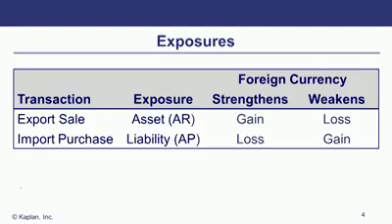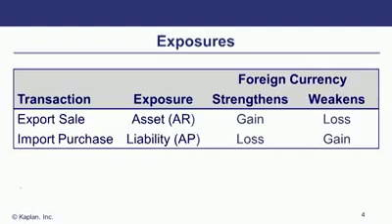Now, of course, with import purchases, it's just the other way around. Here, our exposure is the liability, our accounts payable. If the foreign currency strengthens, that's going to be bad news, because it's going to take more of our domestic currency to pay off this liability. So we're going to get exchange rate losses. If the foreign currency weakens against our domestic currency, that's going to be good news, because it takes less of our domestic currency to pay off our liability. So we get exchange rate gains.